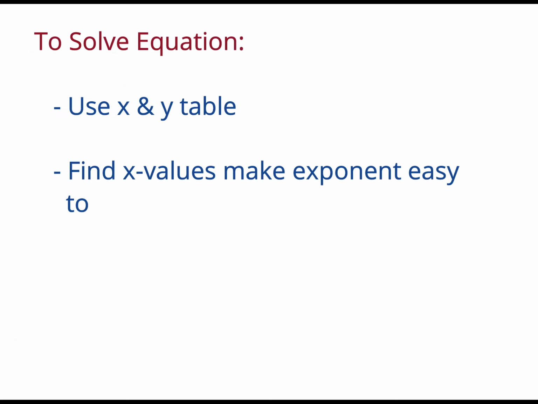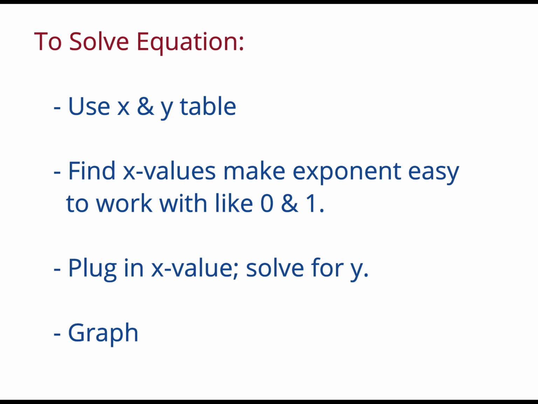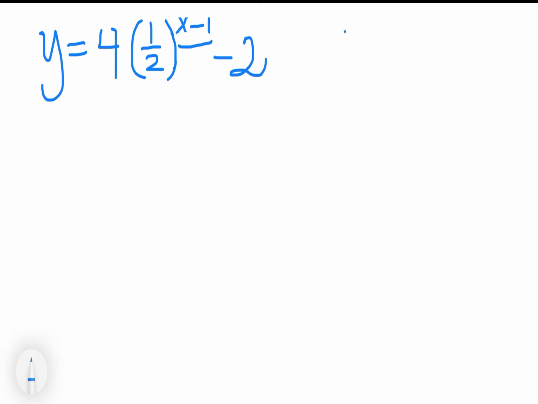To solve the equation, we're going to use an x and y table. We're going to find x values that make the exponent easy to work with, like 0 and 1. Then we'll plug those x values in to solve for y and graph. So we're going to take the x minus 1 and set that equal to 0 and 1 and solve for x, so we can use those values in our x and y table.